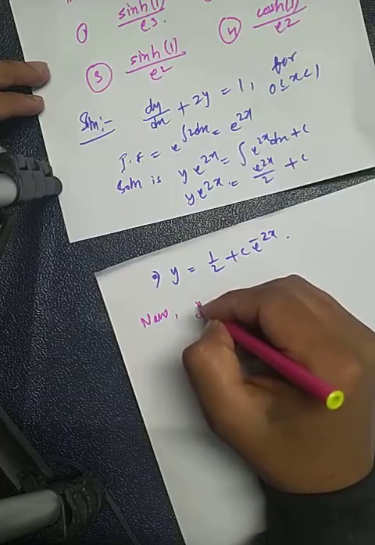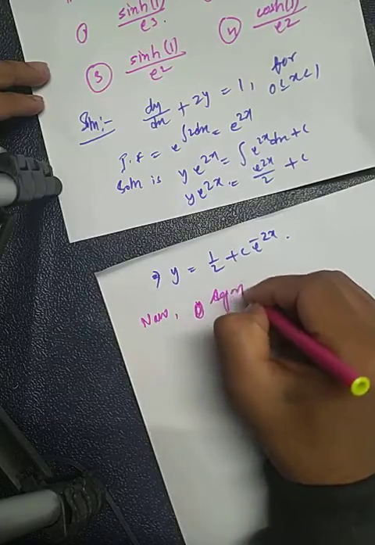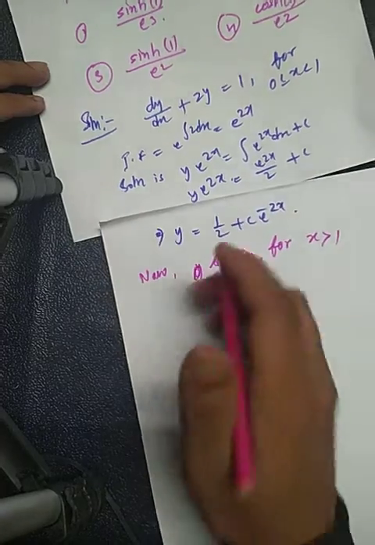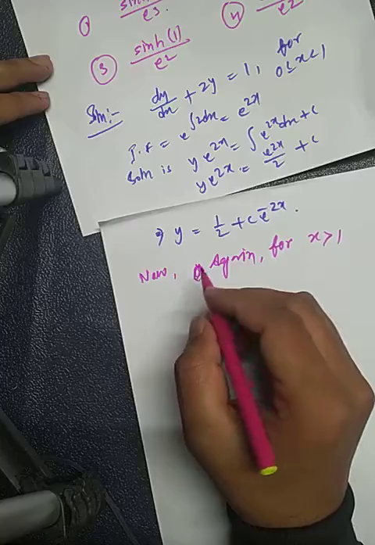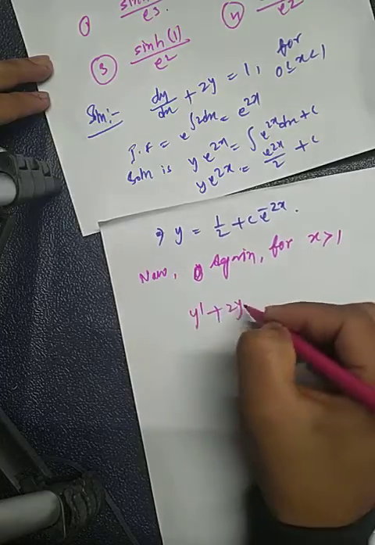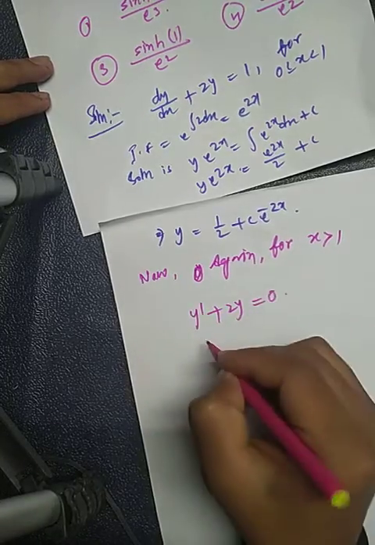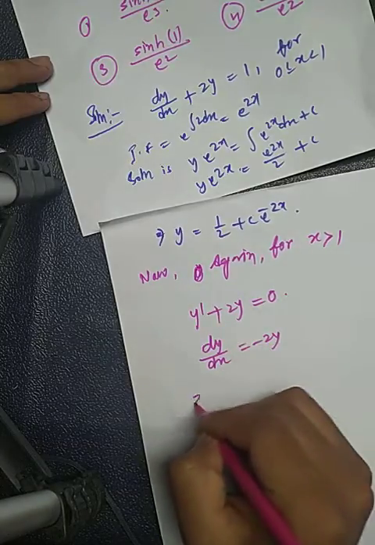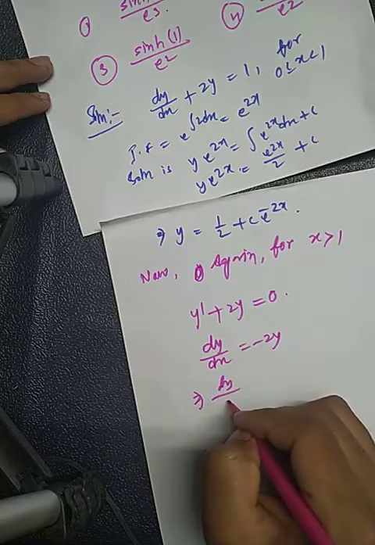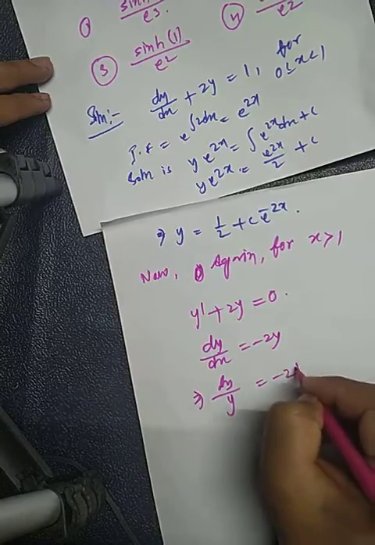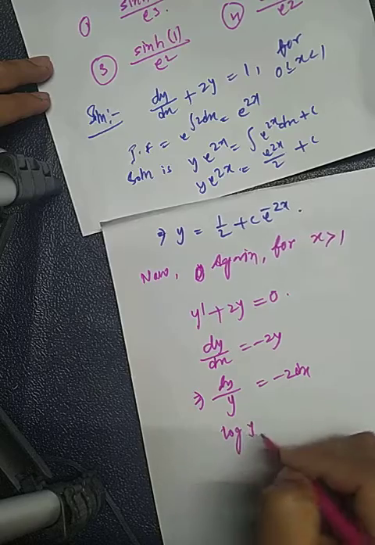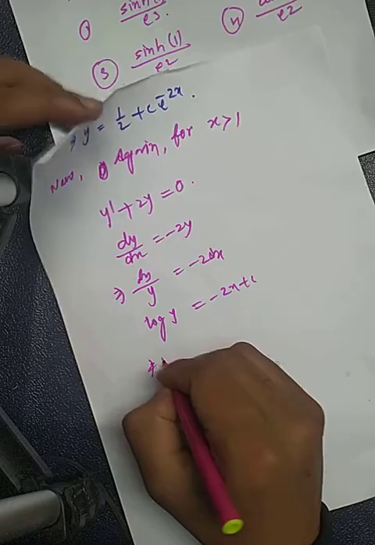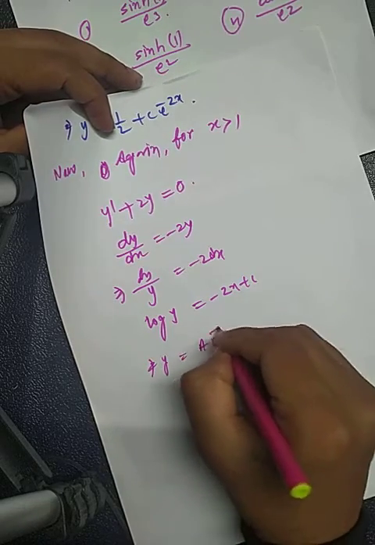Now, again, for x greater than 1 we will have y' plus 2y is equal to 0. So dy/dx is equal to minus 2y. This implies dy by y is equal to minus 2 dx. So log of y is equal to minus 2x plus c. This implies y is equal to a e to the power minus 2x.